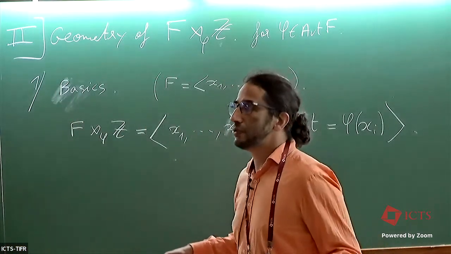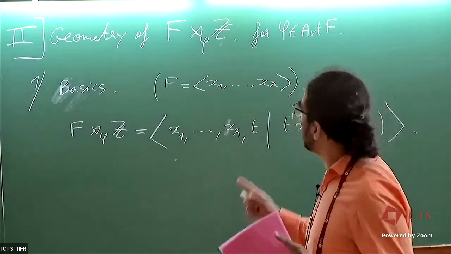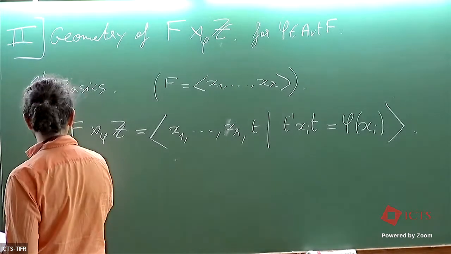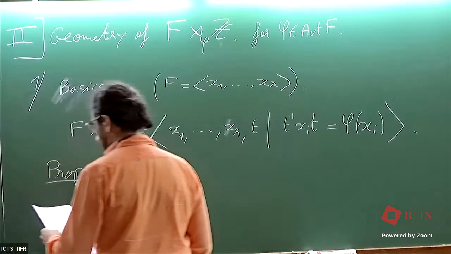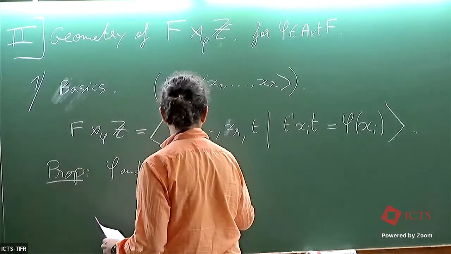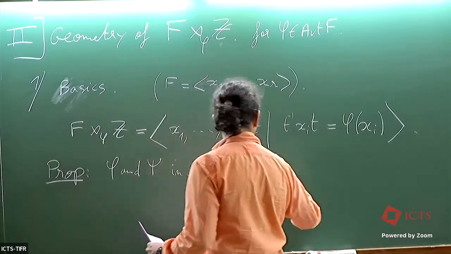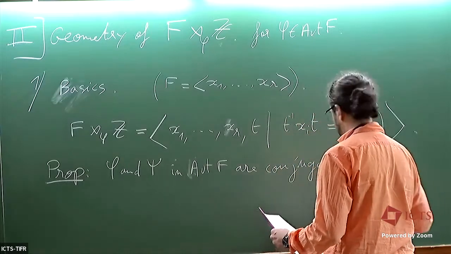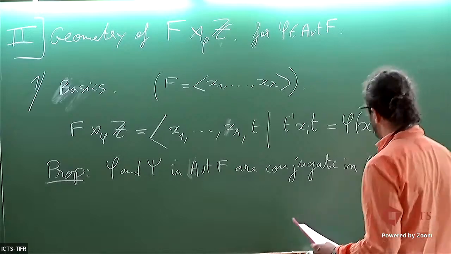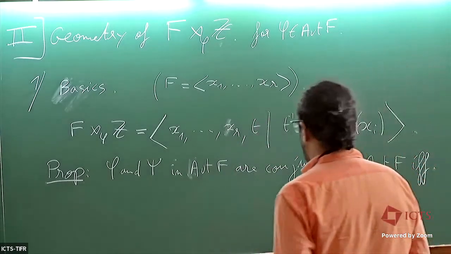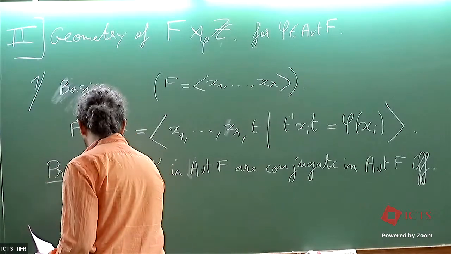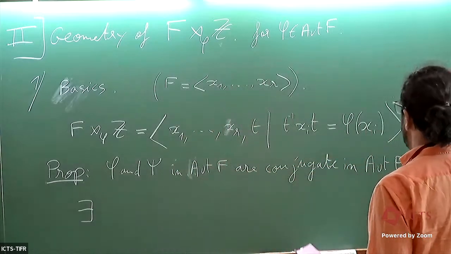Recall that I'm interested in this series in understanding when automorphisms are conjugate in Out(F). So why is this relevant? That's because of the elementary proposition: phi and psi are conjugate in the automorphism group of F if and only if there exists an isomorphism between the semi-direct products that sends F on F and t on t.